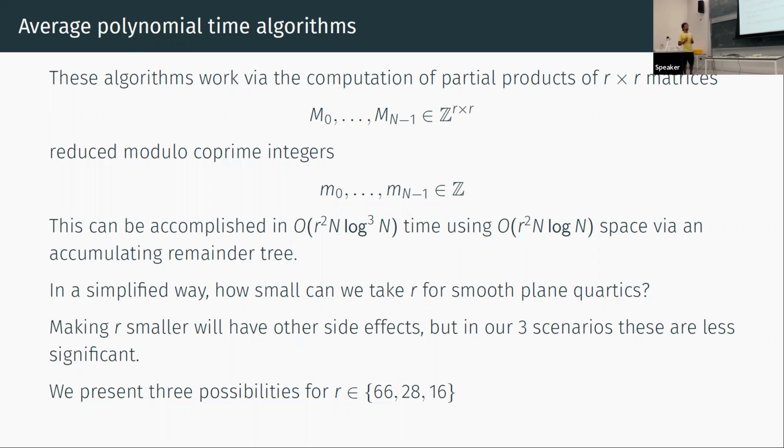So I want to make r small, but I should be careful because making r small has side effects. I'll explain the side effects later, but sometimes it's better to have a matrix that's sparser, which is larger, with small coefficients, than multiplying very small matrices with very, very large coefficients. Because at the end of the day, FFT is what's beating you when you're running these computations. So I'm going to present 3 possibilities where r is going to be 66, 28, and 16. The first one is not even new.